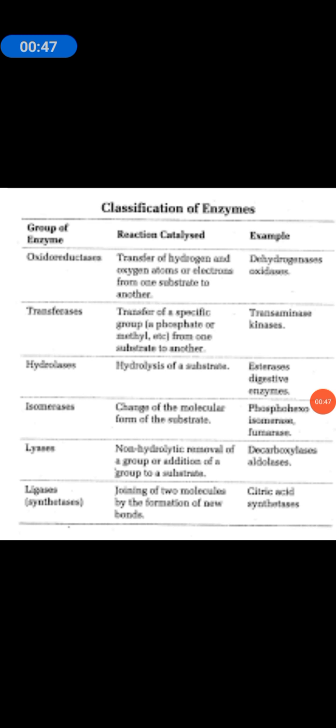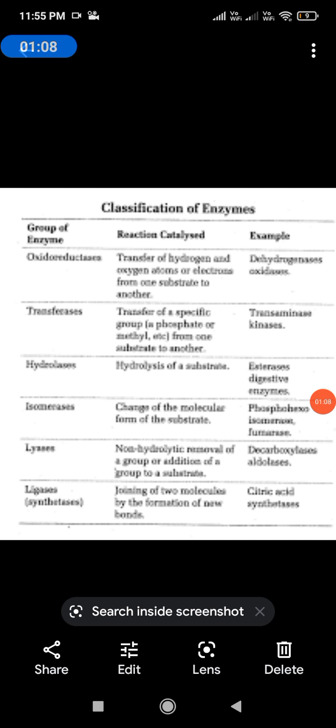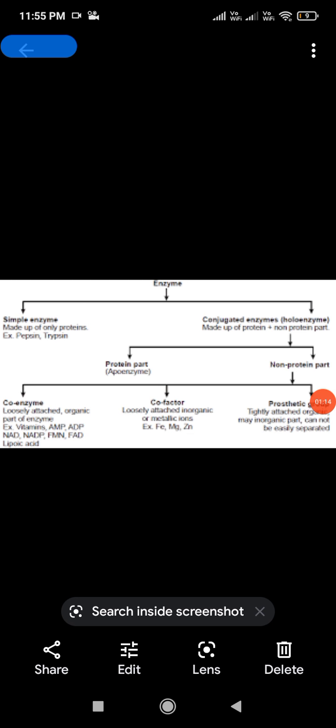Enzymes are classified based on their functions. Oxidoreductases are for oxidation and reduction functions, transferases transfer a specific group, hydrolases catalyze hydrolysis, isomerases change isomers, lyases remove a group, and ligases join groups.